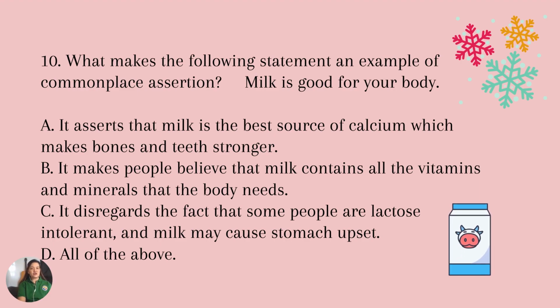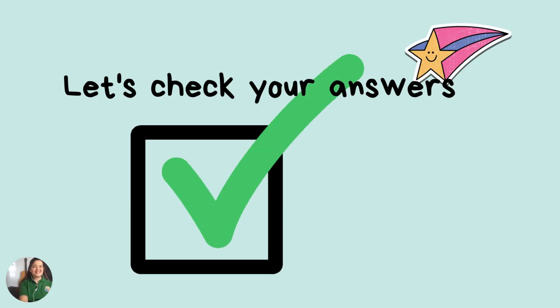Letter A. It asserts that milk is the best source of calcium, which makes bones and teeth stronger. Letter B. It makes people believe that milk contains all the vitamins and minerals that the body needs. C. It disregards the fact that some people are lactose intolerant and milk may cause stomach upset. And letter D. All of the above. Now let's check your answers.